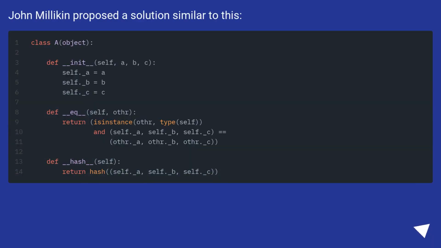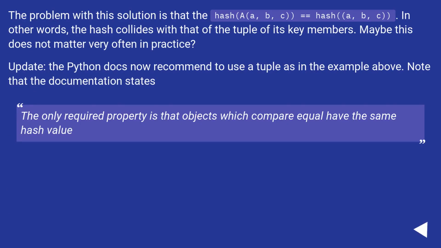John Millikan proposed a solution similar to this. The problem with this solution is that the hash of (A, B, C) equals the hash of the tuple (A, B, C). In other words, the hash collides with that of the tuple of its key members. Maybe this does not matter very often in practice. Update: the Python docs now recommend to use a tuple as in the example above.